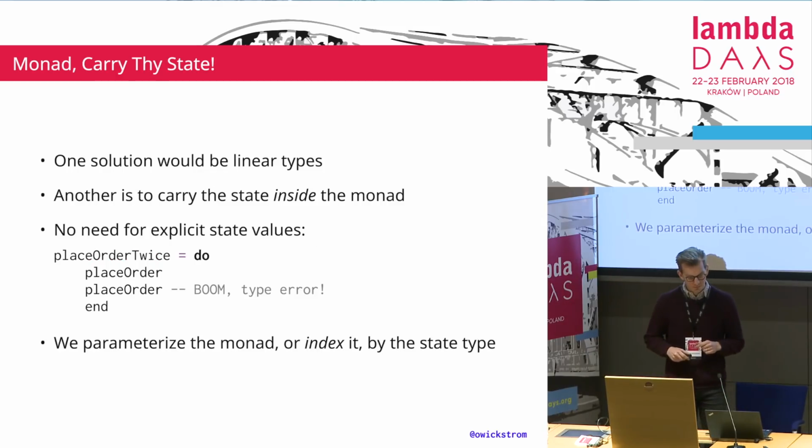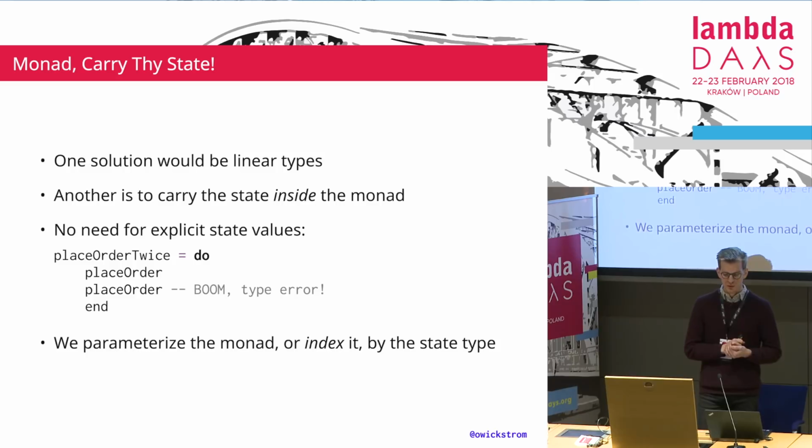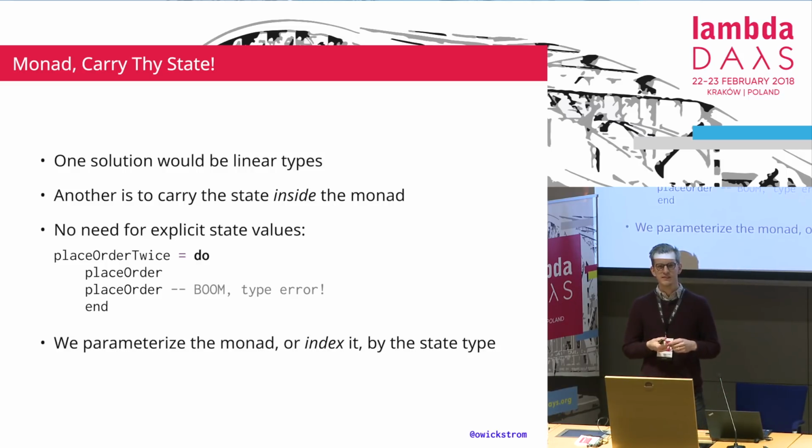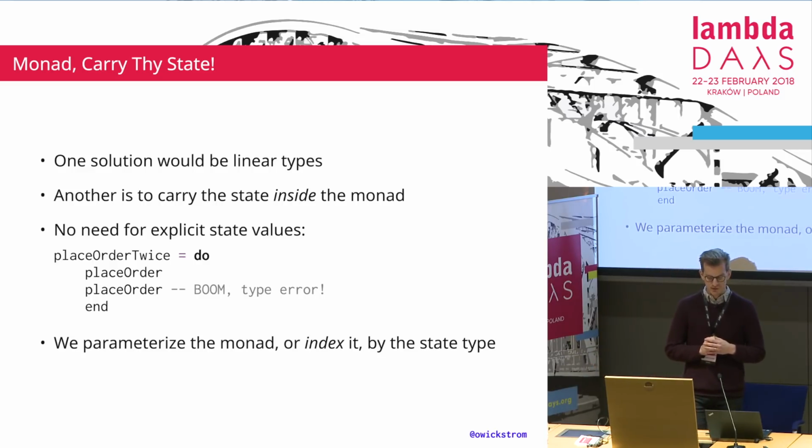OK, so one solution to this problem would be to grasp for linear types, right? We then know that each value is consumed exactly once, and we wouldn't have this problem. But another problem is that GHC or Haskell doesn't have any linear types, at least yet. So I won't be using that. Instead, we will use a solution where, instead of passing around states explicitly, we bake it inside the monad. And then we can do this instead.